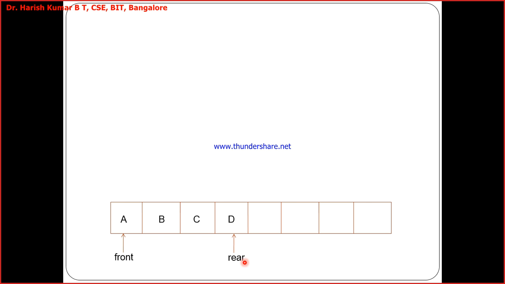Now insertion is always done at the rear end, and deletion we will be doing from the front end. So I want to add a new element to this queue. I add using the rear end. I just increment the rear by 1, and then I'll be adding a new element here. Now I want to delete. I'll be deleting it from the front end. I just increase the front by 1. So front was pointing to this, now it will point to the next element, and now this is not accessible. That means I've deleted this.